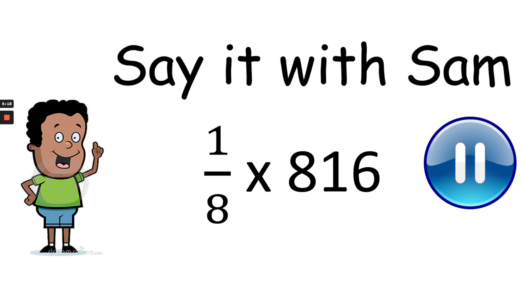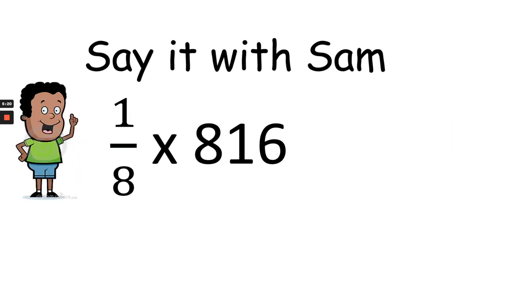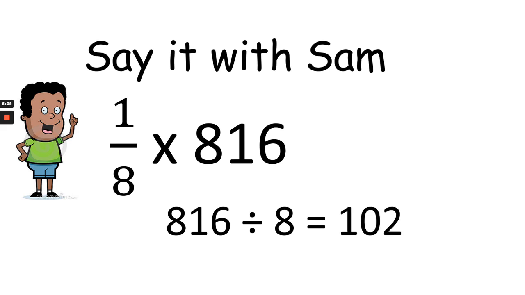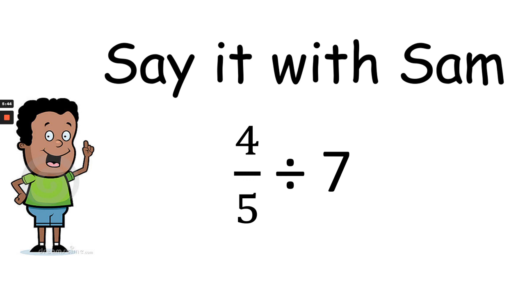Okay, let's see how you got on. So if I need to find 1/8, I know I divide by 8. So that 816 just gets divided by 8. I can see those related facts in there. I know 816 divided by 8 gives me 102. That is your answer, 102. Well done, Year 6.